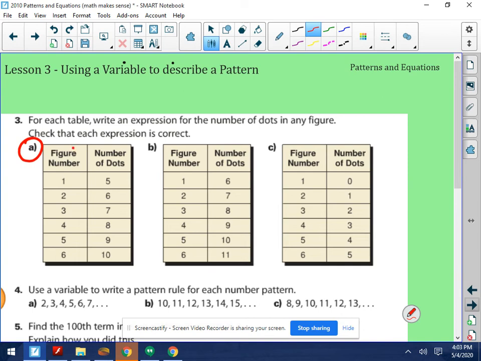Number 3A, you've got the t-table. You have to find out what the relationship is. What do you do from 1 to get to 5, from 2 to get to 6, from 3 to get to 7? Well, you have to add 4. So let's come up with an expression. The expression we could write is F, think of our relationship, plus 4 equals dots. And that would be your answer for 3A.